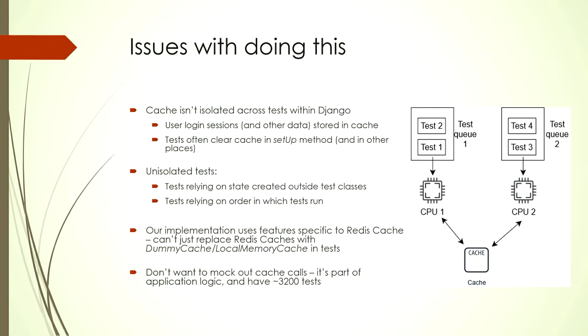But in our case, we had user login sessions stored within the cache. And then what that means is that because a lot of our tests would clear the cache at the start of every setup method, it would clear those login session details from the cache, and then the test would fail incorrectly. So you might have 100 tests failing randomly at the same time. You can also have issues with unisolated tests. So for example, tests relying on state outside of the test classes and tests relying on the order in which they're running.